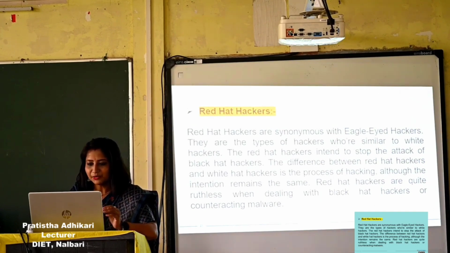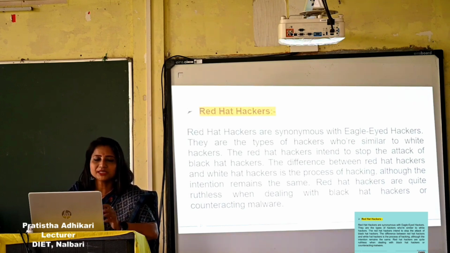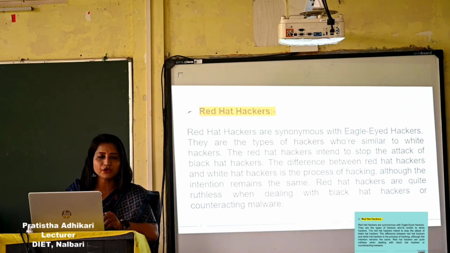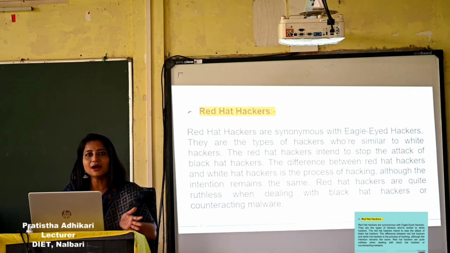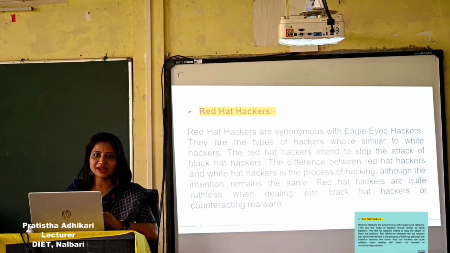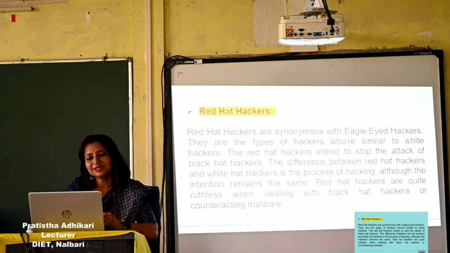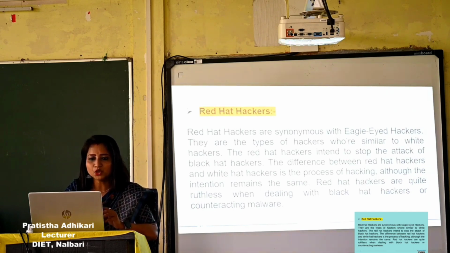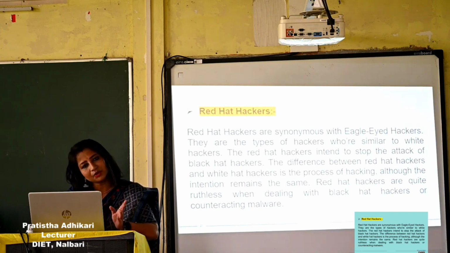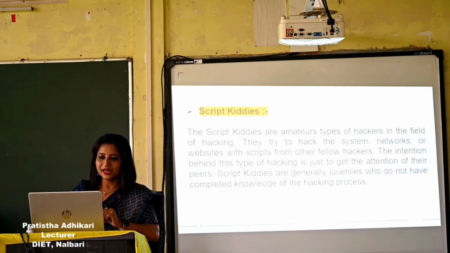The red hat hackers are quite ruthless when dealing with the black hat hackers or counteracting malware. So basically the red hat hackers also work for the good of the organization or for the safety of the data for a particular organization, just like the white hat hackers. But what do the red hat hackers do? They are very ruthless in dealing with those black hat hackers or fighting with the malware. So it is only the process of hacking that is different between red hat hackers and the white hat hackers.